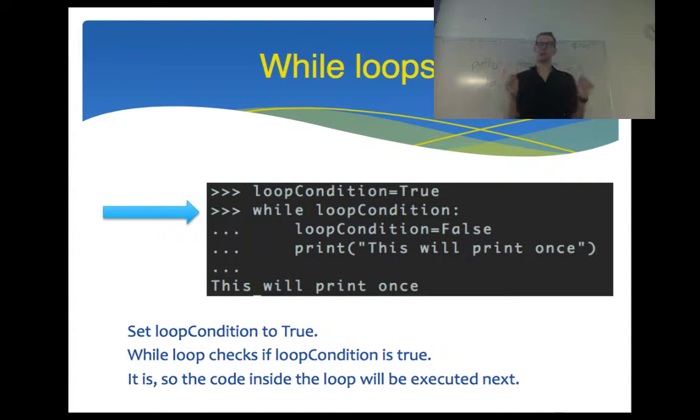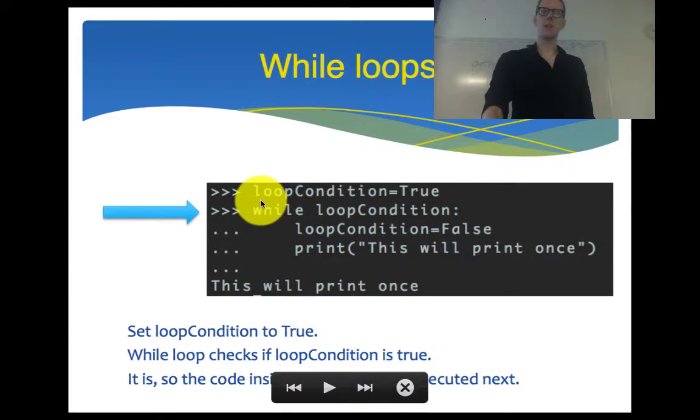So if the condition is true, it's going to run all the code under the while statement. Even if the condition becomes false during that execution, it's still going to finish running all the code that's indented, then go back to the top and check the condition. If the condition is then false, then it will stop. So here's an example of that. I start with loop condition equal to true.